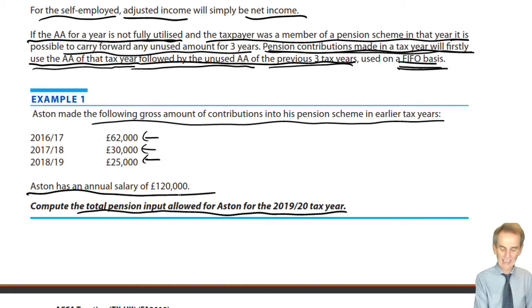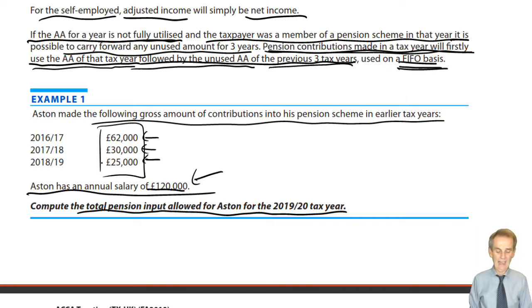Answer, Aston has an annual salary of £120,000. The adjusted income, therefore, based on that information, with no other information about any other income of the taxpayer, is 120,000. It does not exceed 150,000. The amount of relevant earnings are also 120, and every one of those contributions is within that figure. So back in 1617, we'd have had 40,000 annual limit all used up. In 1718, we used 30 out of 40, and in 1819, we used 25 out of 40.